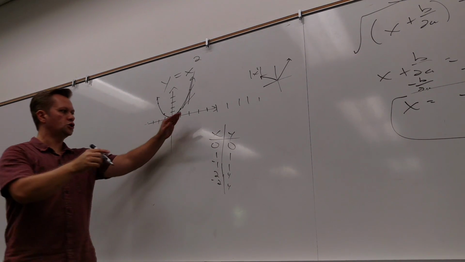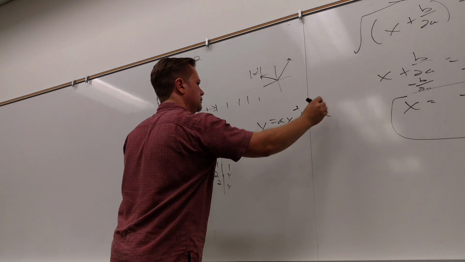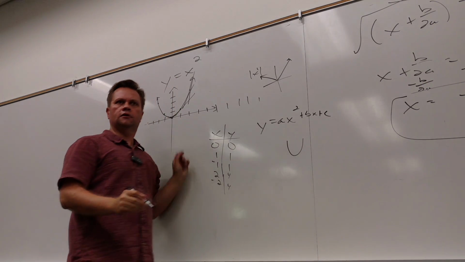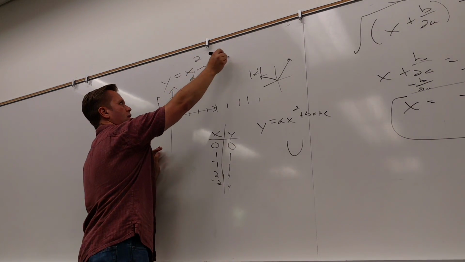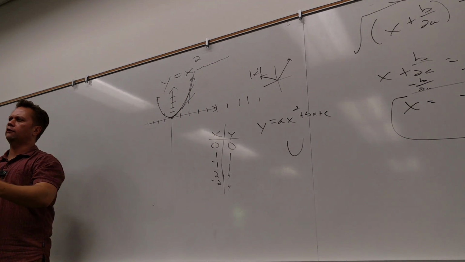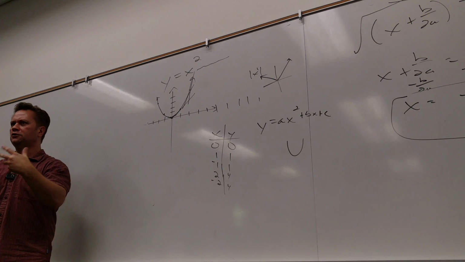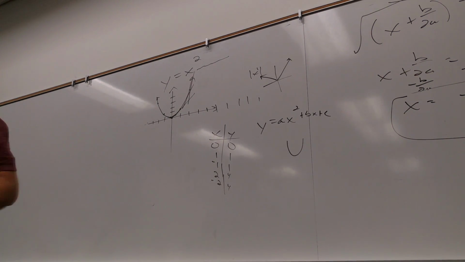Okay. But in general, this has the shape of this. It's going to be moved around. If I start adding stuff in, it's going to move it around. So what we're getting into now is how to figure out where it moves to based on what I see in the equation. So somebody help me out.